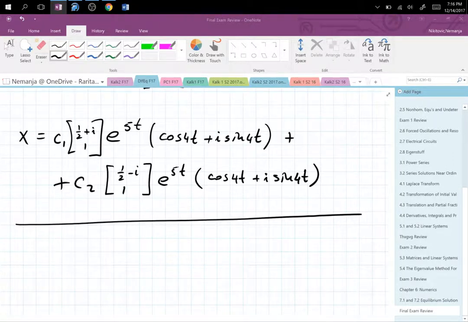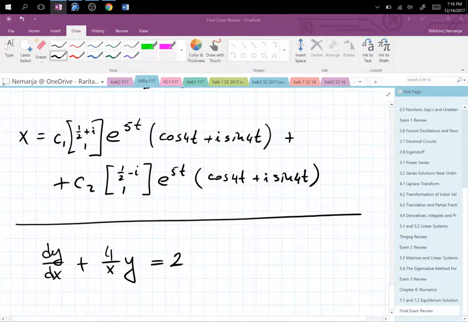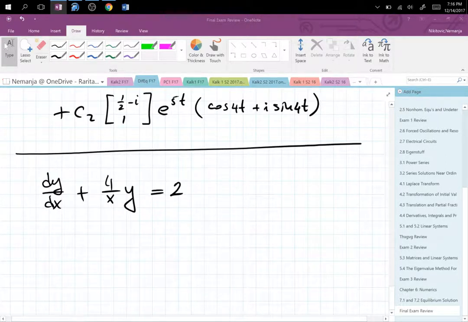Which one do you say? dy over dx plus 4 over x y equals 2. All right. So for the integrating factor, I think you use rho of x. What is it going to be? Anyone? It's e to the integral of the function p, which is 4 over x dx. This integral looks not nice.